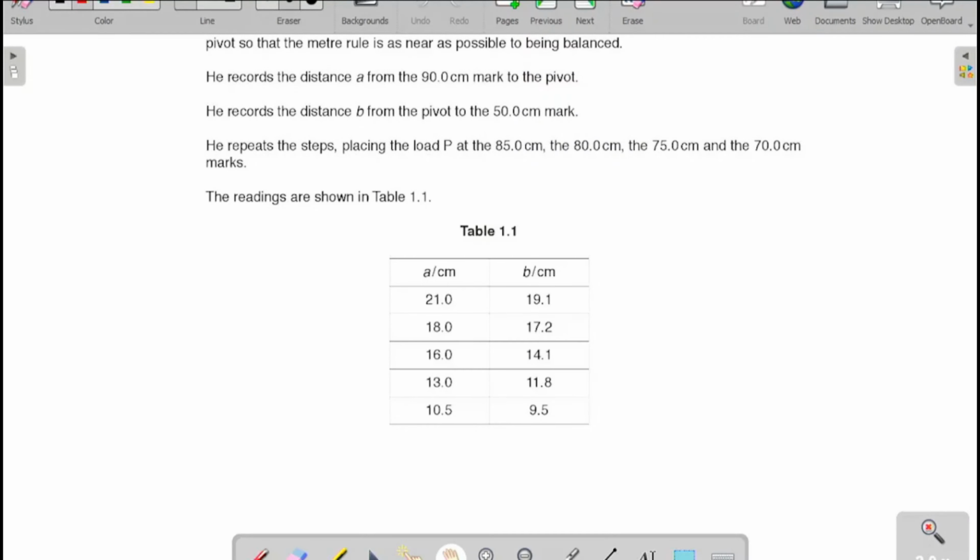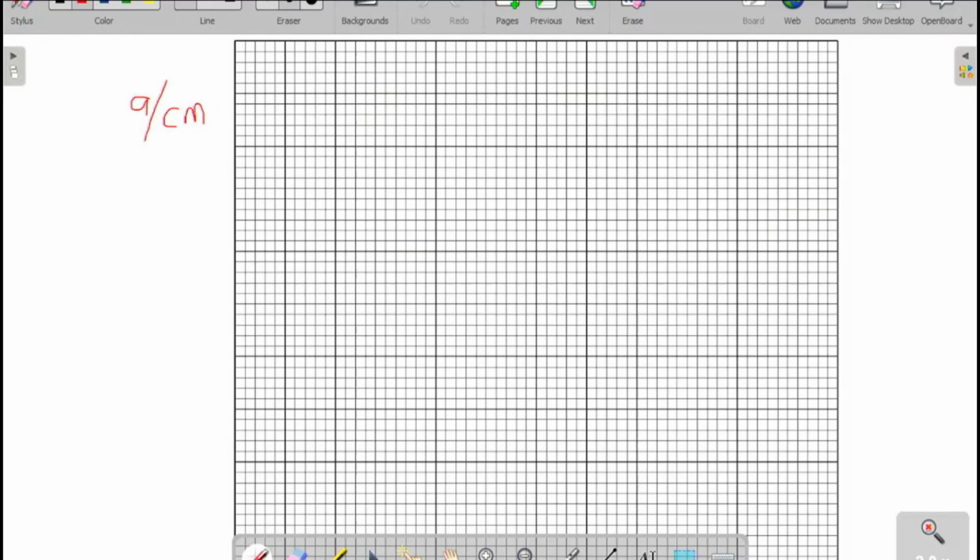The first point we have is A 21 and B 19.1. But we need to choose our scale first. So let's look at the maximum value of A and the minimum value of A. The minimum value of A is 10.5, and the maximum value of A is 21.0. You need to choose a scale in such a way that it will contain most of the points on the graph, and it will satisfy these two conditions. Remember, we were told that we may not need to start from 0. So let's check how we are going to do that.